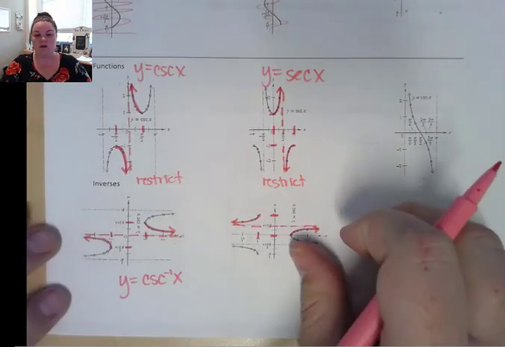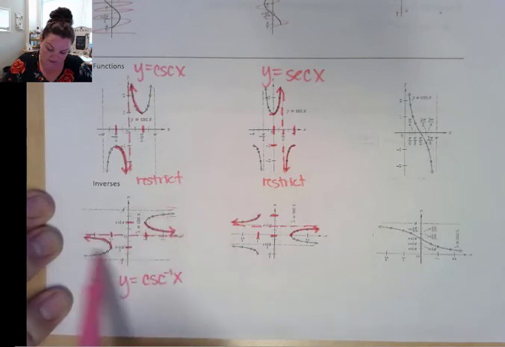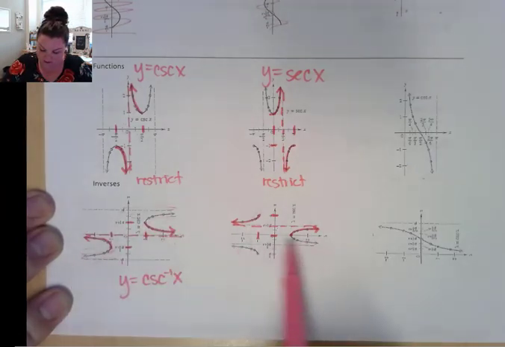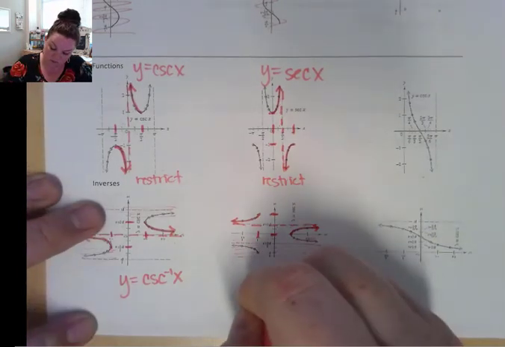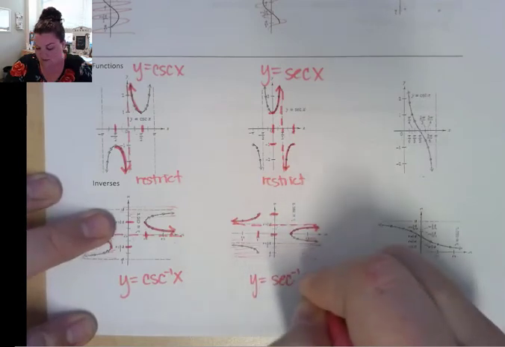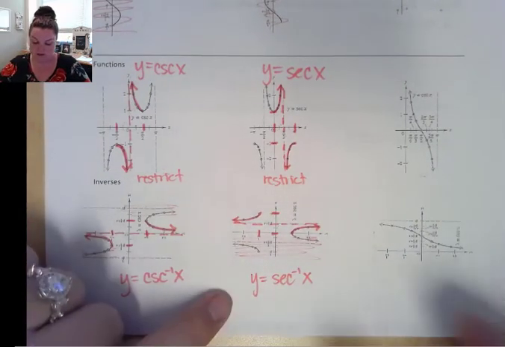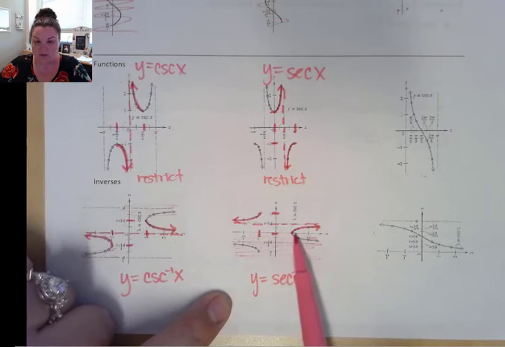So notice on these ones that we're restricting, we don't need the rest of this function, right? So here we don't need all this stuff under the x-axis. So we only need this piece in order to be able to graph secant inverse of x. Okay, so our domain is going to be from negative infinity to infinity, but we have to take out this piece between -1 and 1.